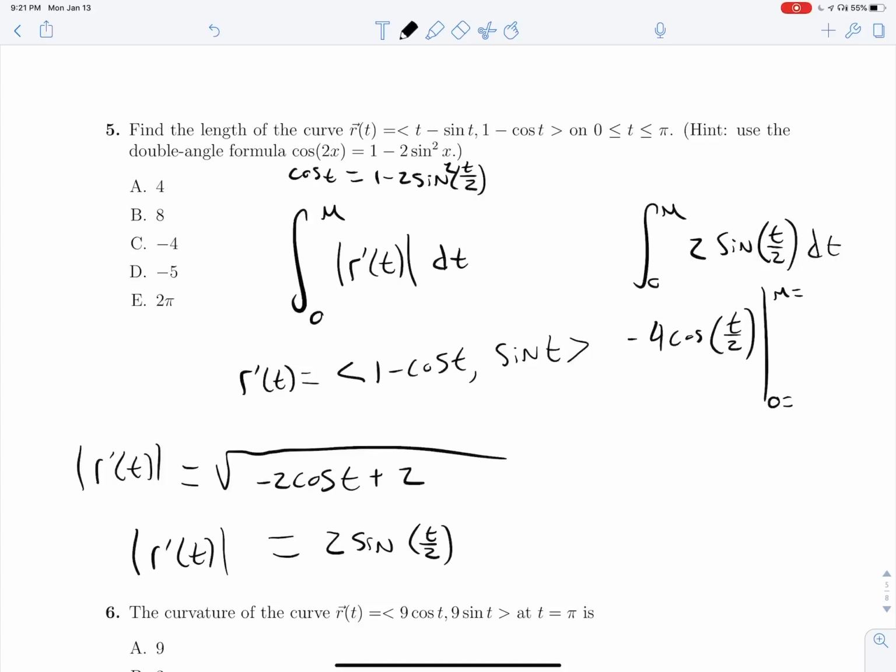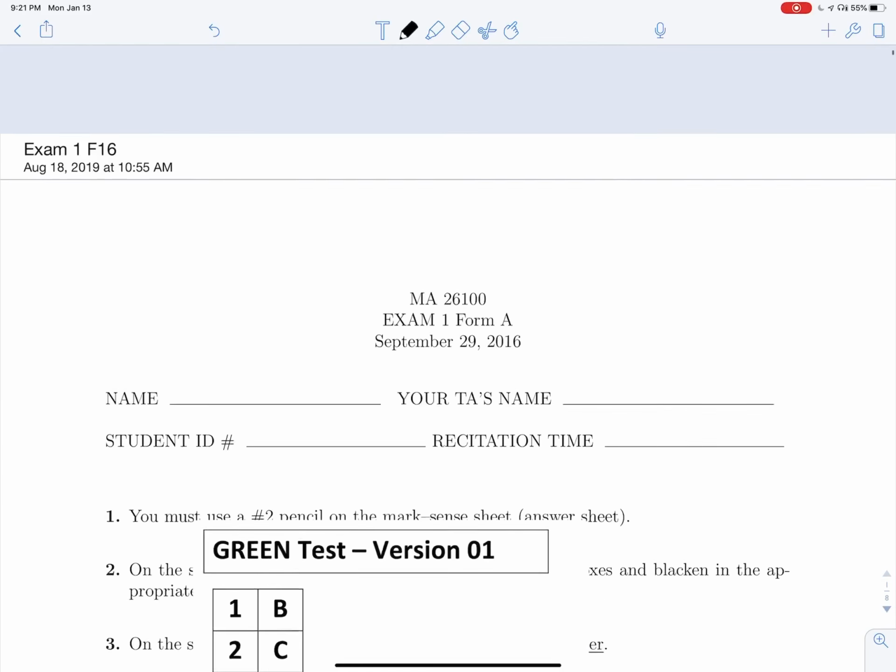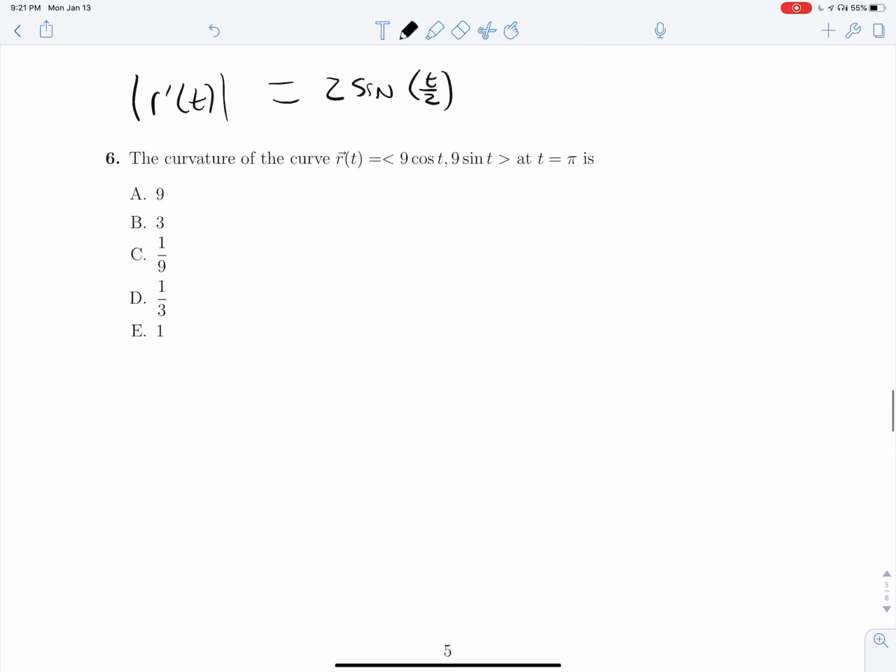So negative 4 cosine pi over 2. Well, cosine pi over 2 is going to be 0. So this whole thing's 0. And the cosine of 0 is going to give us negative 4. Our answer is 4. Awesome.